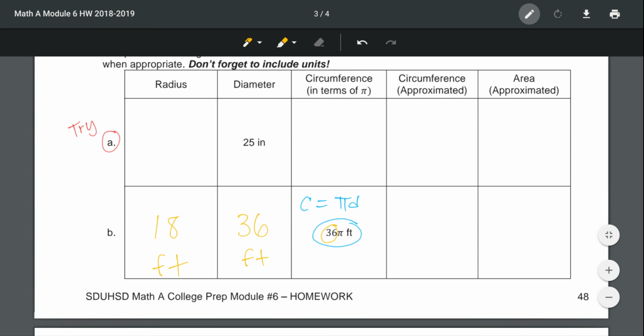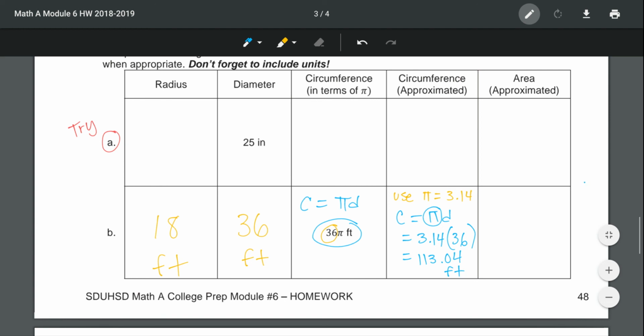Okay, now the approximate circumference, that means you use pi equals 3.14. So remember to write down your formula, C equals pi times d. Replace pi with 3.14, because that's how you find the approximate circumference. Then you multiply 3.14 by the diameter, which is 36. And you should get 113.04 feet as your circumference.